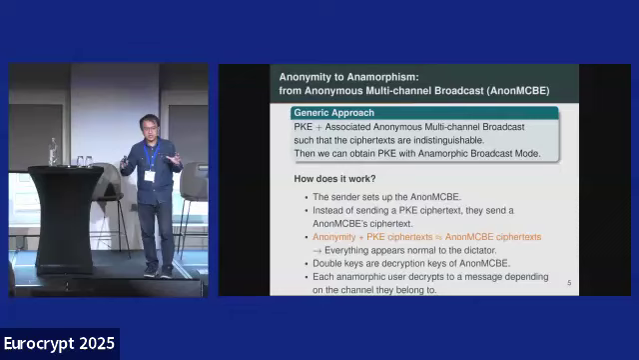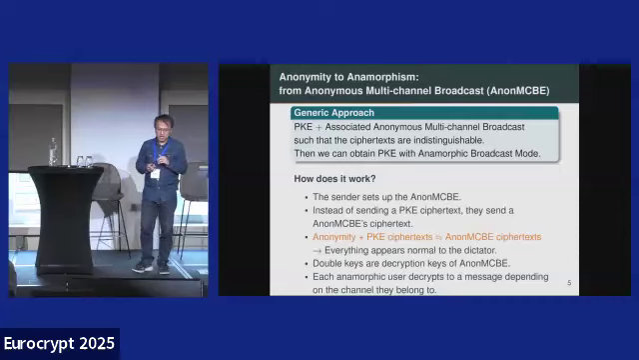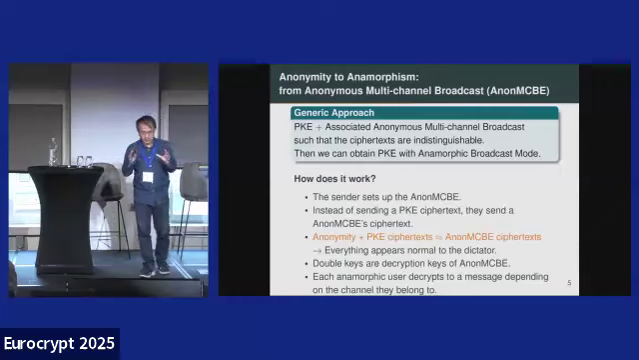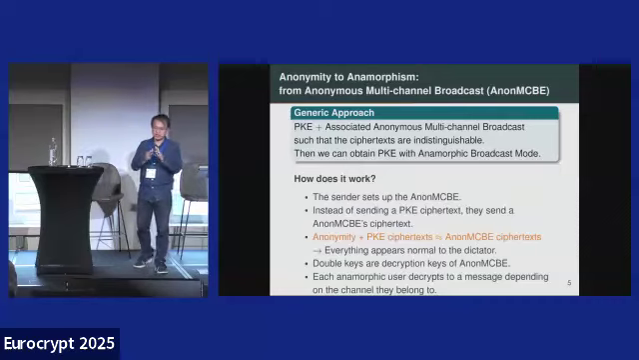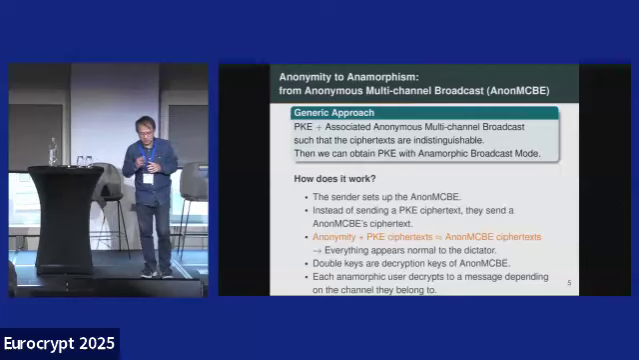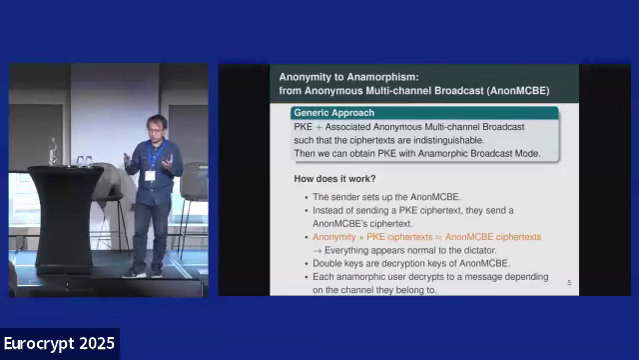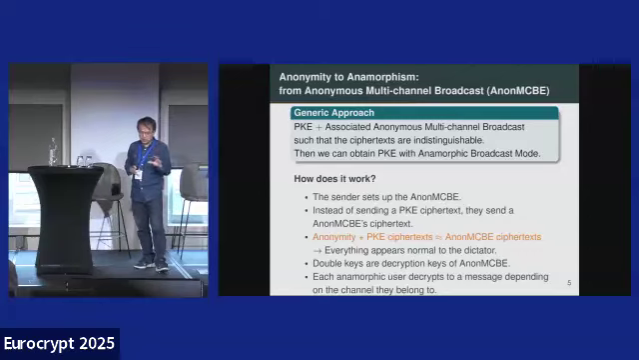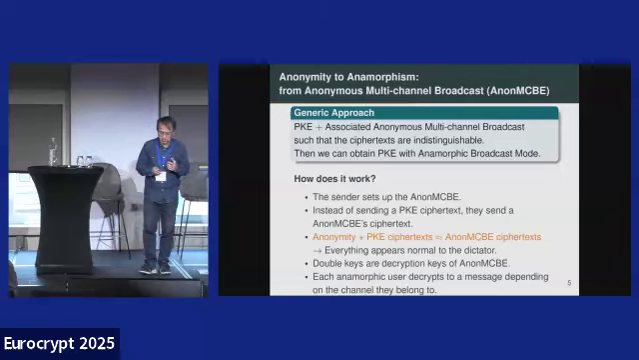Here is our construction. Our generic approach intuitively transforms anonymity into anamorphism, and is based on anonymous multi-channel broadcast encryption. Suppose we have a public key encryption; we can associate with it an anonymous multi-channel broadcast in such a way that the ciphertexts are indistinguishable. Then the sender can set up the anonymous multi-channel broadcast and, instead of sending the public key ciphertext, send the broadcast ciphertext. Because of the anonymity, the ciphertext does not leak any information about the identity of the receiver, and because the ciphertexts of the encryption and the broadcast are indistinguishable, everything looks normal to the dictator.